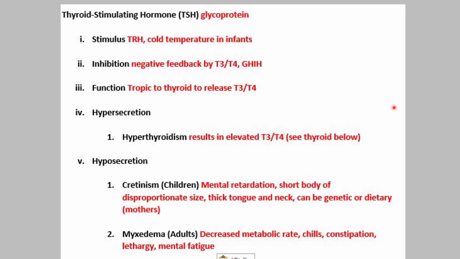TSH is inhibited by negative feedback from T3, T4, thyroid hormone, or growth hormone inhibiting hormone. Growth hormone inhibiting hormone can inhibit both growth hormone and thyroid stimulating hormone. Its function, TSH, its function is that it is tropic to the thyroid gland. It tells the thyroid gland to release thyroid hormone T3, T4.